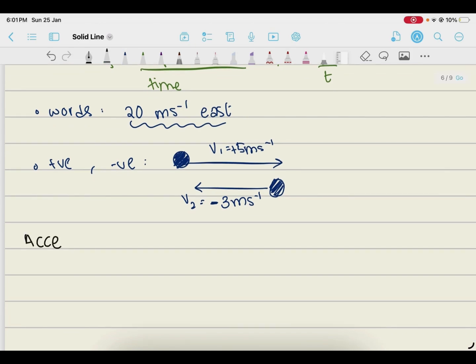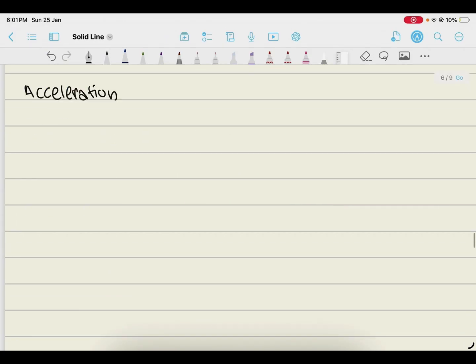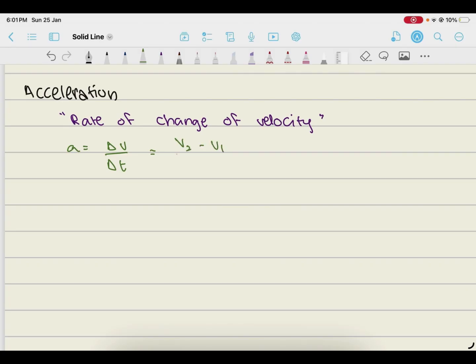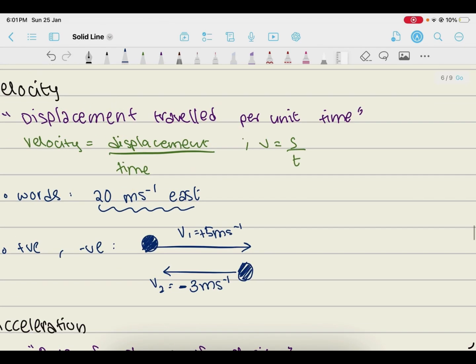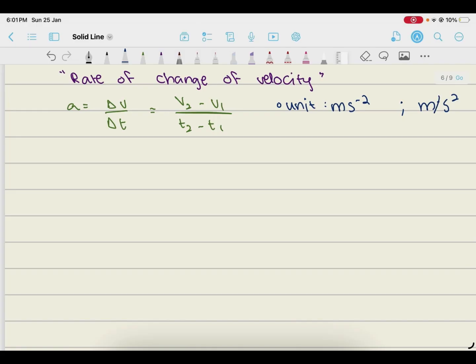Next we have acceleration. Acceleration is the rate of change of velocity. Its formula will be change in velocity over change in time, or you can say V2 minus V1 divided by T2 minus T1, and its unit is meter per second squared, or you can also write it as m/s squared, like this. Okay, and this unit is also meter per second, the same as that of speed. For velocity it's the same as speed. Moving on, again you can also use the triangle thing here, by the way.